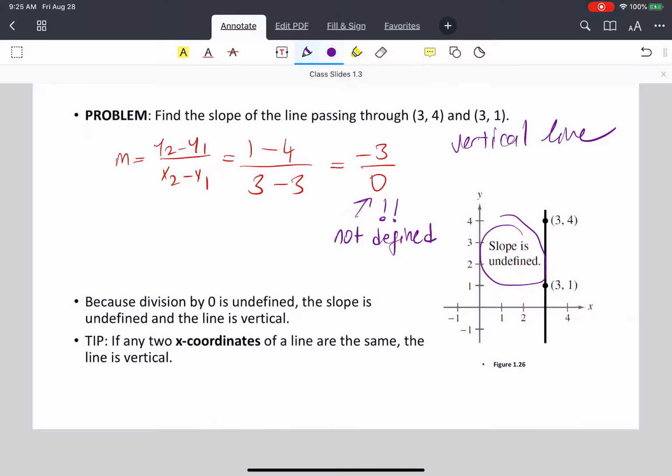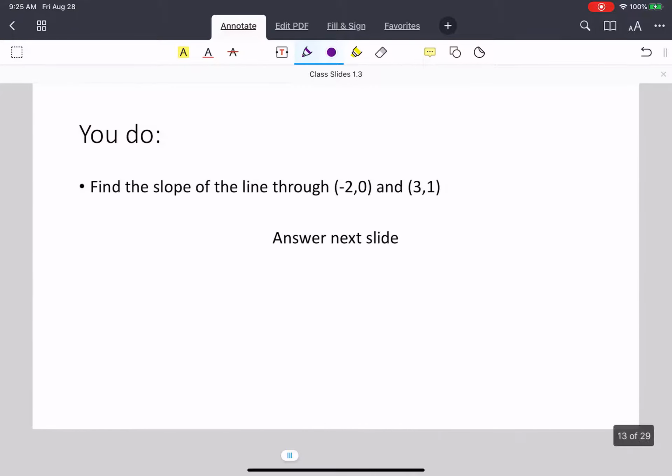And here's a tip: if any two x coordinates of a line are the same, then the line has to be vertical. We know that's true in this case because we have x equals 3, x equals 3. Both of these points have the same x coordinate.